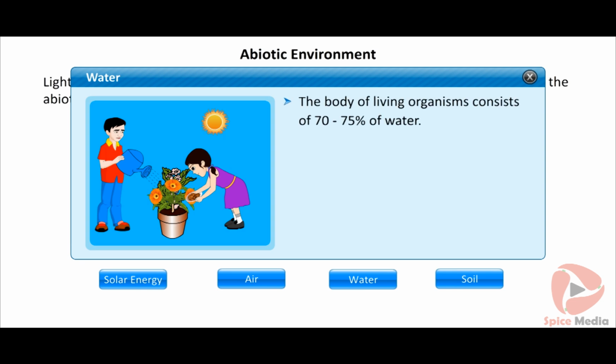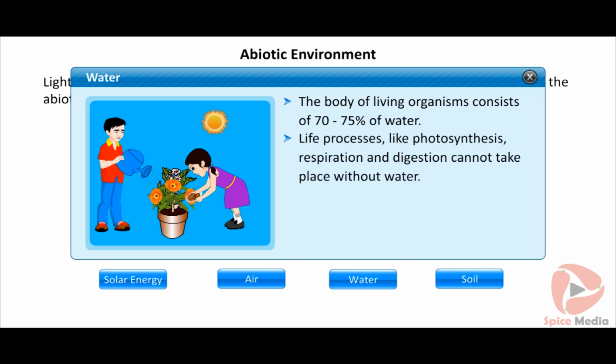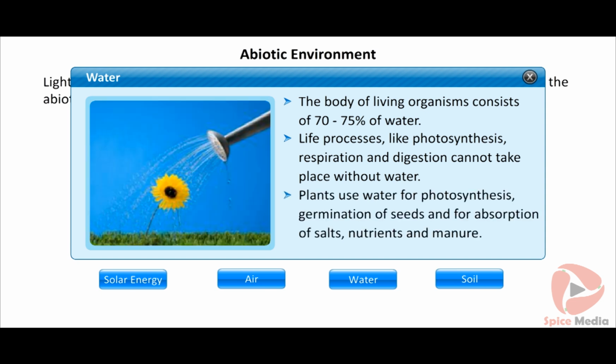Water. The body of living organisms consists of 70 to 75% of water. Water is used in many ways by animals and plants. Life processes like photosynthesis, respiration, and digestion cannot take place without water in living organisms. For example, plants use water for photosynthesis, germination of seeds, and for absorption of salts, nutrients, and manure from the soil.